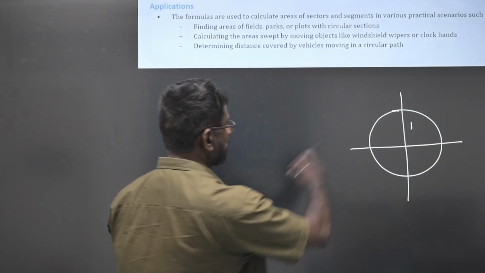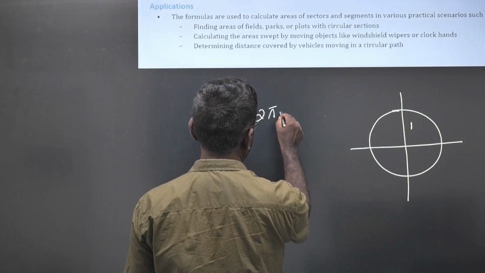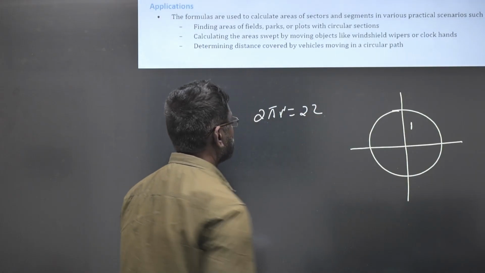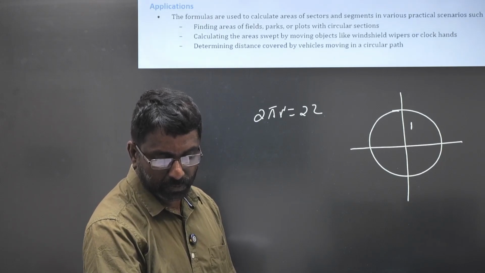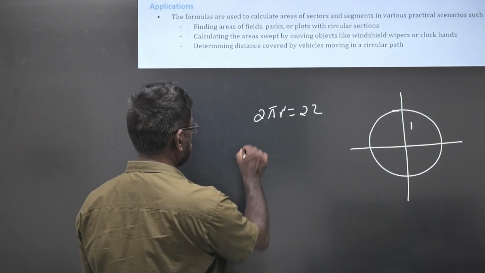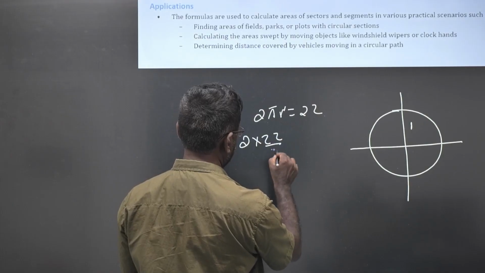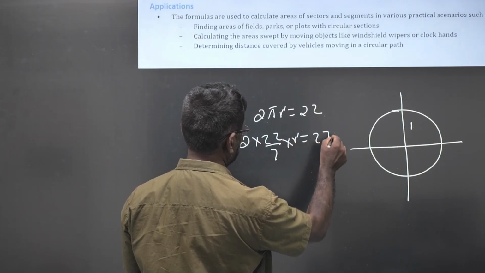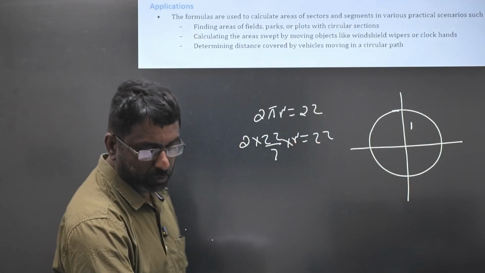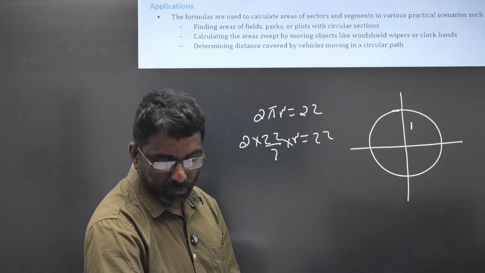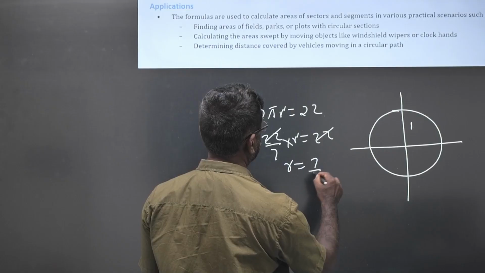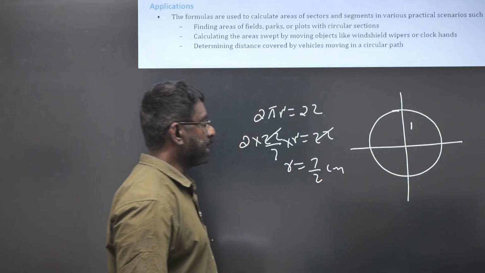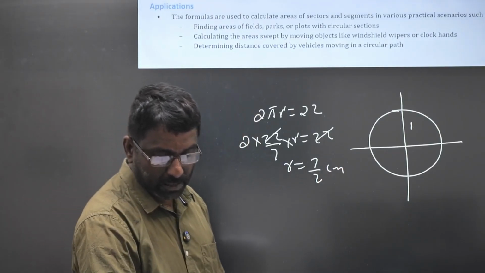So, what is the circumference? Circumference is 2 pi r, and that is given as 22. So 2 into 22 by 7 into r is equal to 22. Therefore, r is equal to, 22 directly cancels, 7 by 2 centimeter. That is the radius.